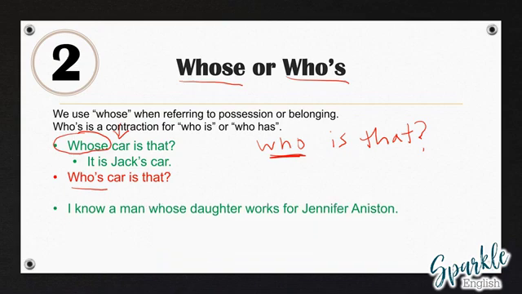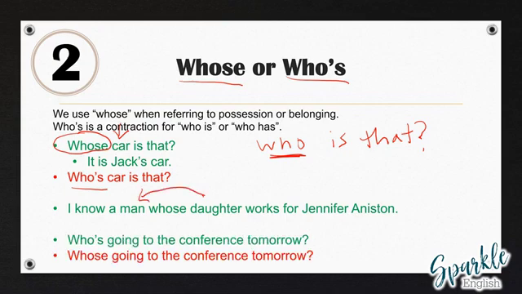And one more example for whose, you can also use it in a sentence like this that's not a question. I know a man whose daughter works for Jennifer Aniston. So that means the man's daughter works for Jennifer Aniston because the daughter belongs to the man. It's his daughter.